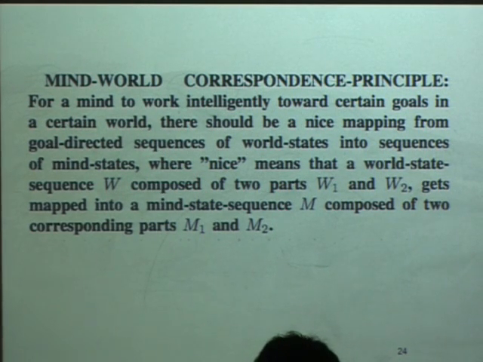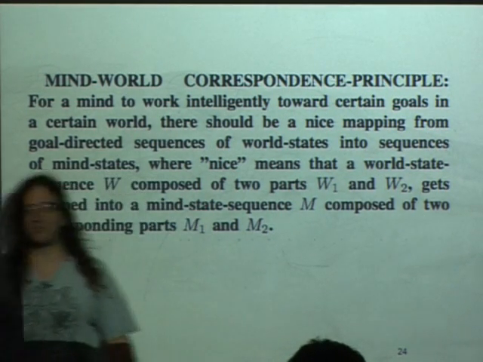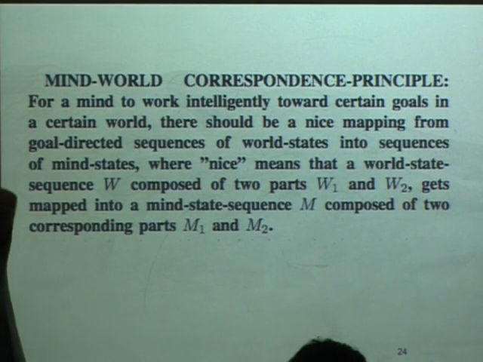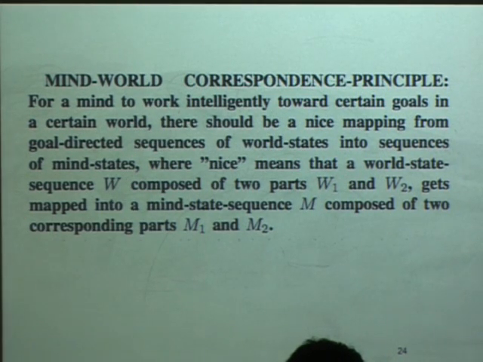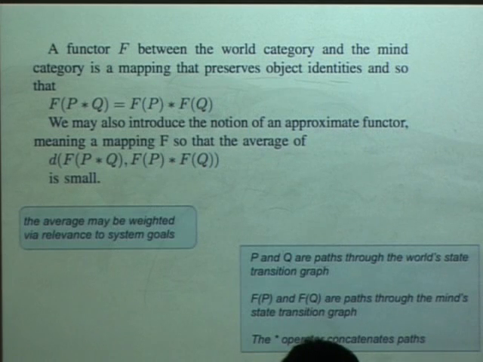And my hypothesis was that if a mind is going to work intelligently towards certain goals in a certain world, then the sequences of world states that are relevant to its goals should have this property, that the decomposition of world state sequences into parts is mapped into a decomposition of mind state sequences into parts. And then I went through some work to formalize that, which I probably won't go into in too much detail here, because it's just a bunch of math. But I don't know, how many people are familiar with category theory? All right, since that's nobody, I definitely won't go into it.